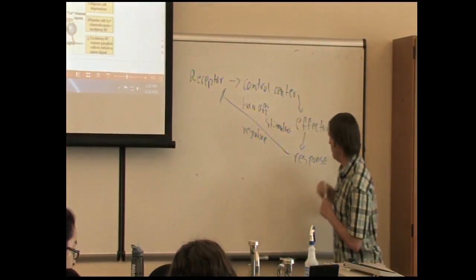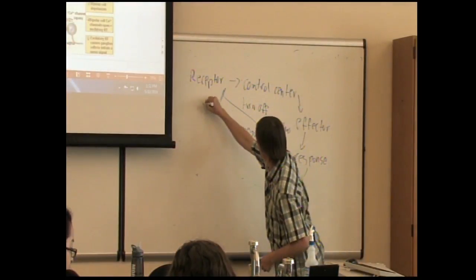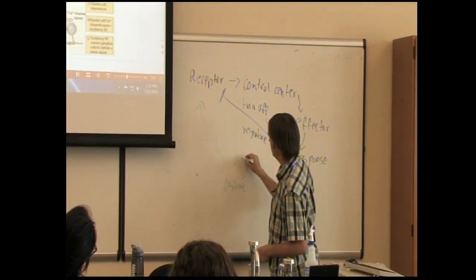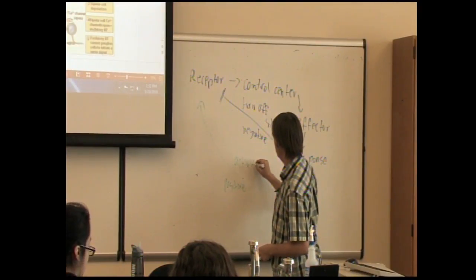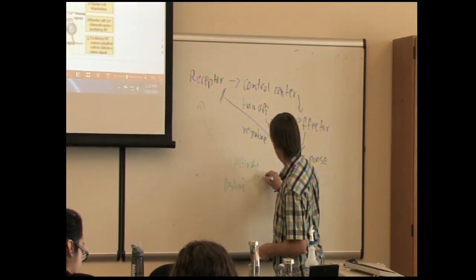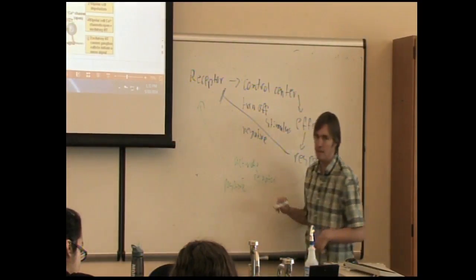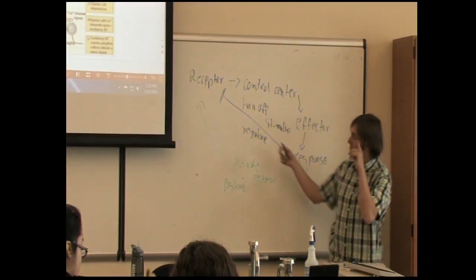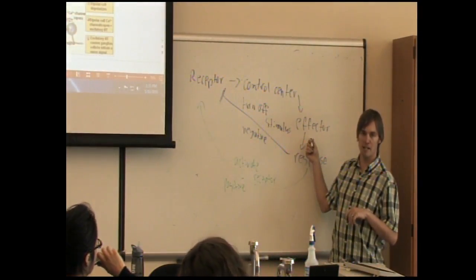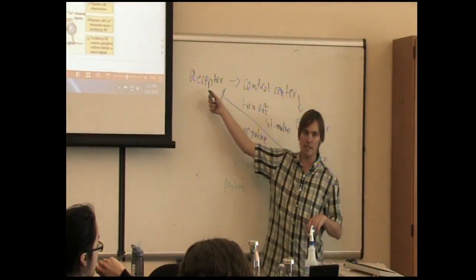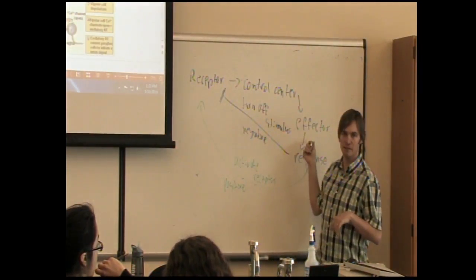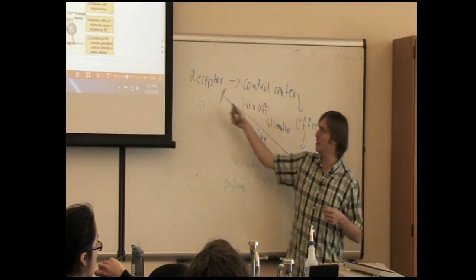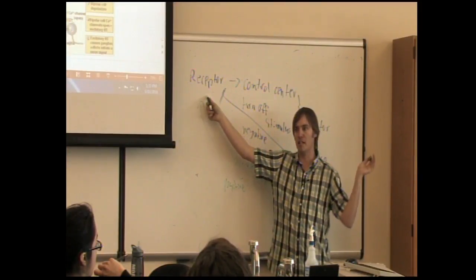But if you're doing positive feedback, this response is going to activate the receptor more. So for example, the childbirth, the baby pushing on the cervix tells the receptor to tell the uterus to push harder, which pushes more on the cervix, which tells the receptor to tell the control center to push harder and harder. And so as you're pushing harder, you're getting the receptor stimulated more.